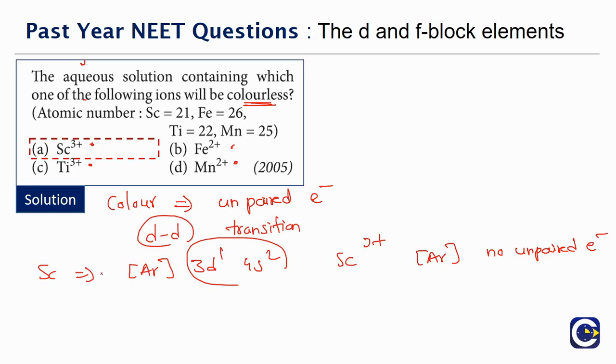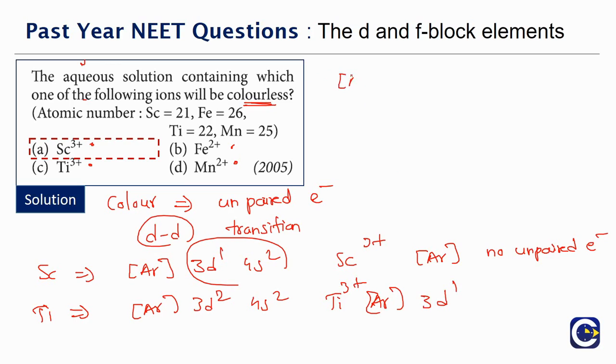But we can still check the others, like titanium. It comes just after scandium, the second element of the 3d series. What is it? Argon 3d2 4s2. Titanium 3 plus will have argon 3d1, means there are unpaired electrons. It will be colored. Fe2 plus. Normal iron will have the structure argon 3d6 4s2. Fe2 plus means argon 3d6, means this also will have unpaired electrons.